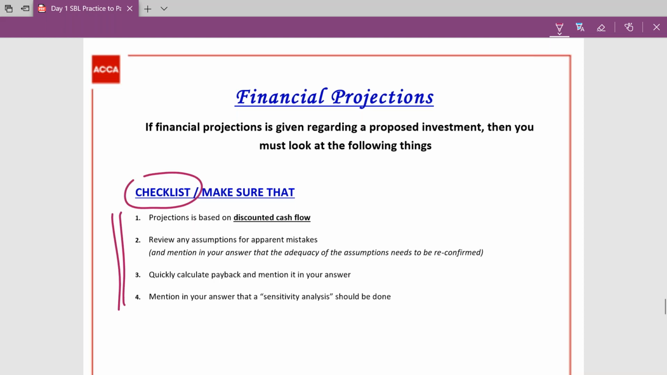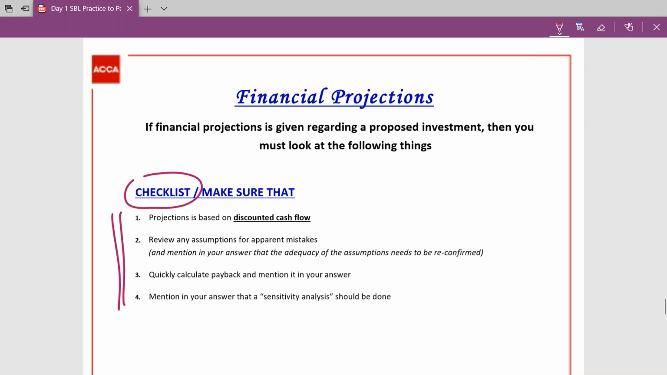Three, quickly calculate the payback and mention it in your answer. This is one thing which would really impress the examiner. Whenever a financial projection is given, just quickly calculate the payback period. It is a quick calculation. It may not take more than 30 seconds, but it will really impress the examiner and help you grab professional marks. So always remember to calculate the payback. You can say the payback is 5 years 10 months, or the payback is 3 years 6 months.